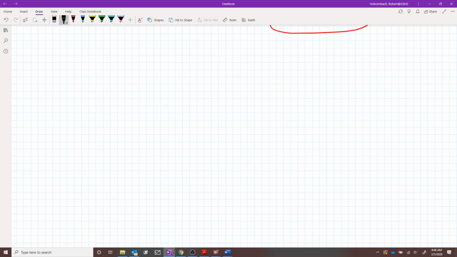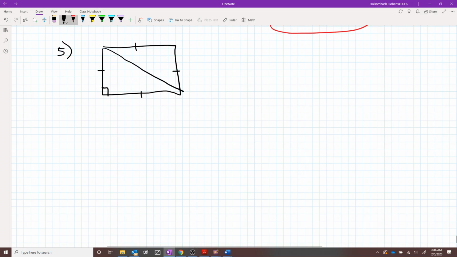All right, number 5. The area of a square garden is 242. How long is the diagonal? So here's the picture you've got. You've got a square garden, which means all the sides are the same. All these angles are 90s. And you need the length of the diagonal. There's the diagonal. In red, there's your diagonal.